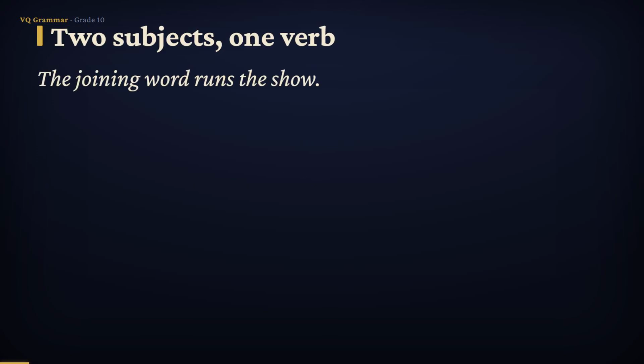Let's find out. Back in Lesson 15, we learned the basic law of agreement. A singular subject takes a singular verb, and a plural subject takes a plural verb. Today we push that law into harder ground. What happens when a sentence has not one subject, but two or more subjects sharing a single verb? That is what we call a compound subject.